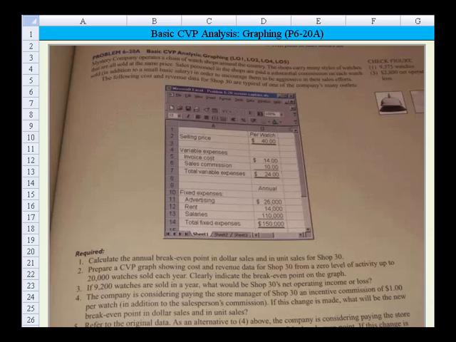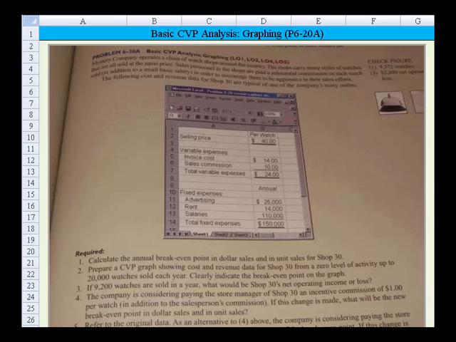Okay, let's take a look at this basic CV analysis problem. I recognize that the screen you're looking at may be a little bit hard to read, so let me read that for you. Mystery Company operates a chain of watch shops around the country. The shops carry many styles of watches that are all sold at the same price. Sales personnel in the shops are paid a substantial commission on each watch sold, in addition to a small basic salary, in order to encourage them to be aggressive in their sales efforts.